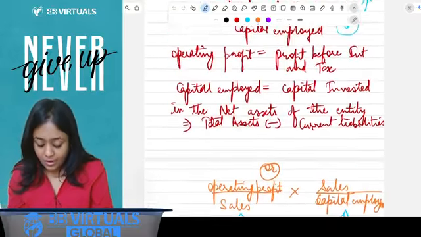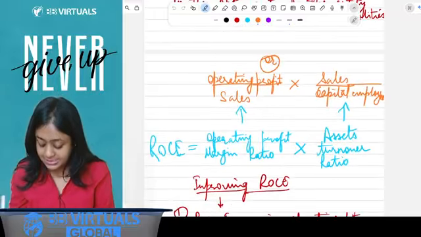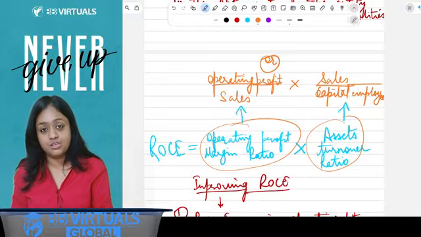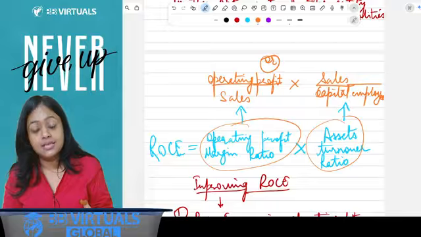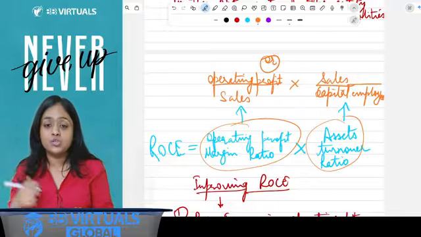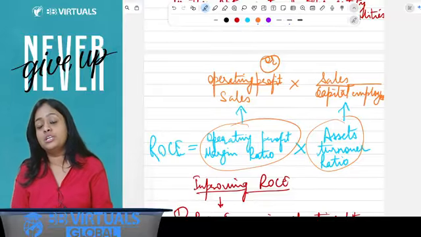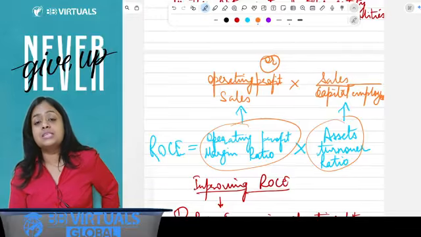Okay, one more way of calculating the return on capital employed is by multiplying the asset turnover ratio and the operating profit margin ratio. Operating profit margin ratio, margin is always on sales. So operating profit margin ratio is operating profit divided by turnover. And asset turnover ratio is turnover divided by assets. So net assets, which is capital employed.